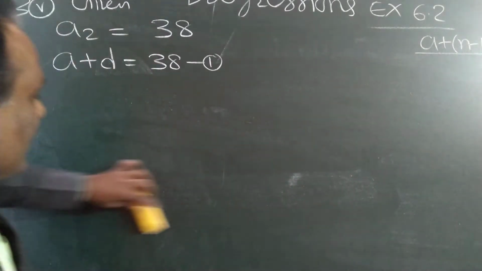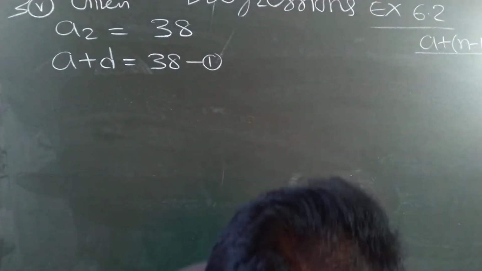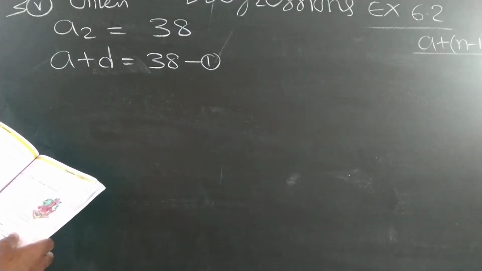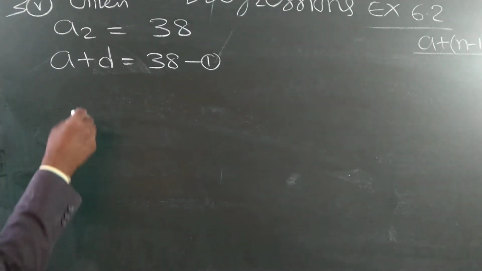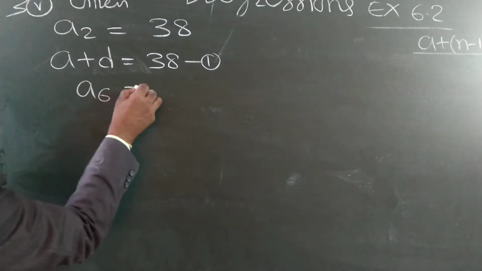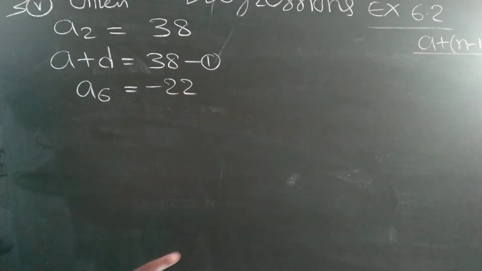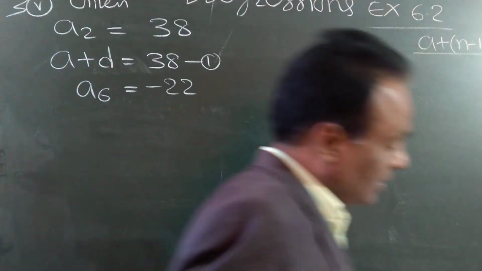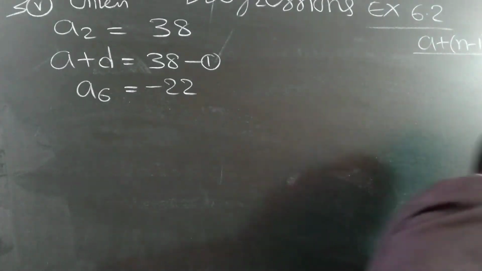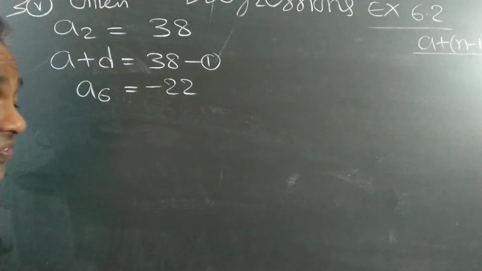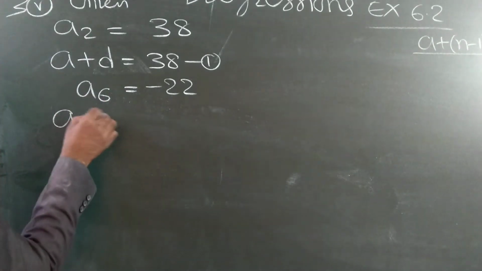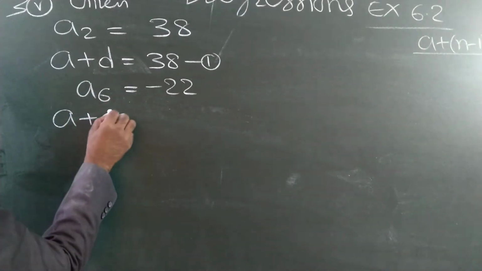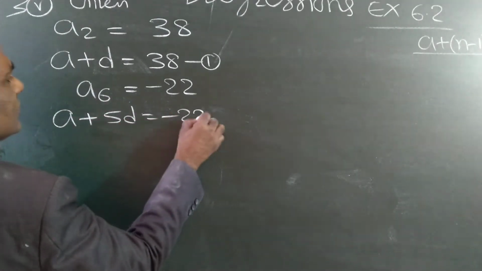So, what is the other equation? See here, in the problem, the sixth term is given. Sixth term is equal to minus 22. Sixth term is given as minus 22. What is the formula for the sixth term? A plus N minus 1 into D. 6 minus 1 into D is 5D. Directly you write.